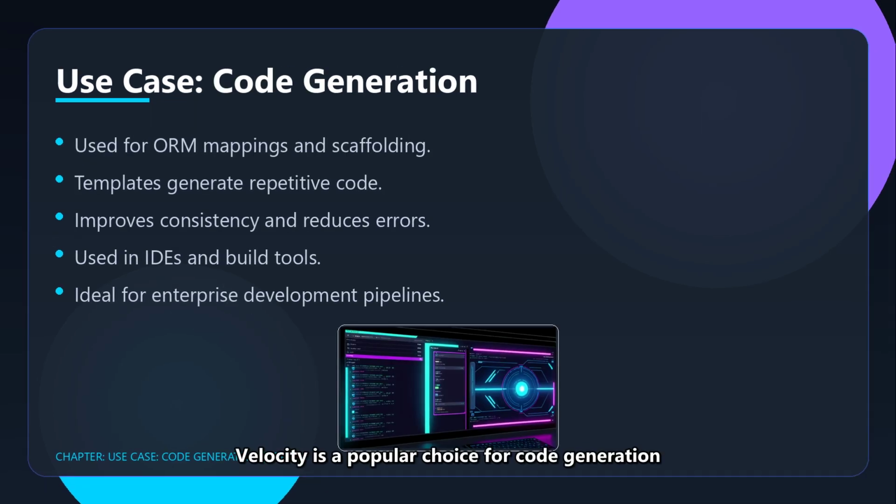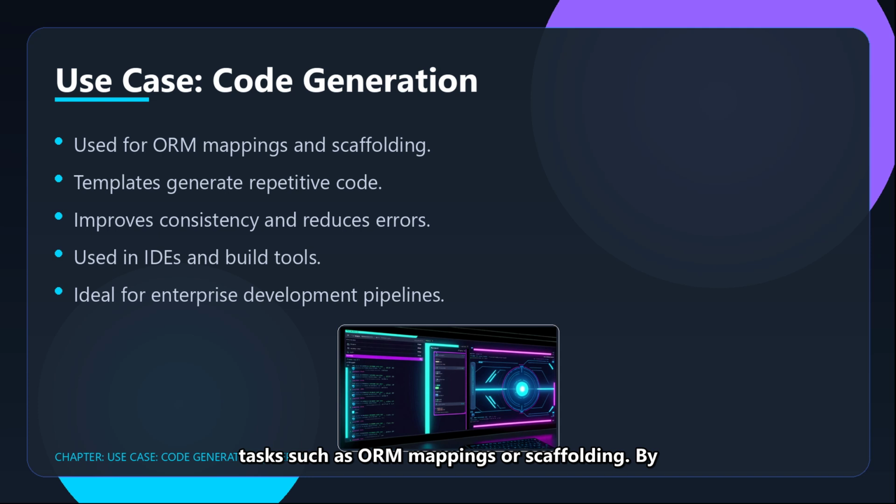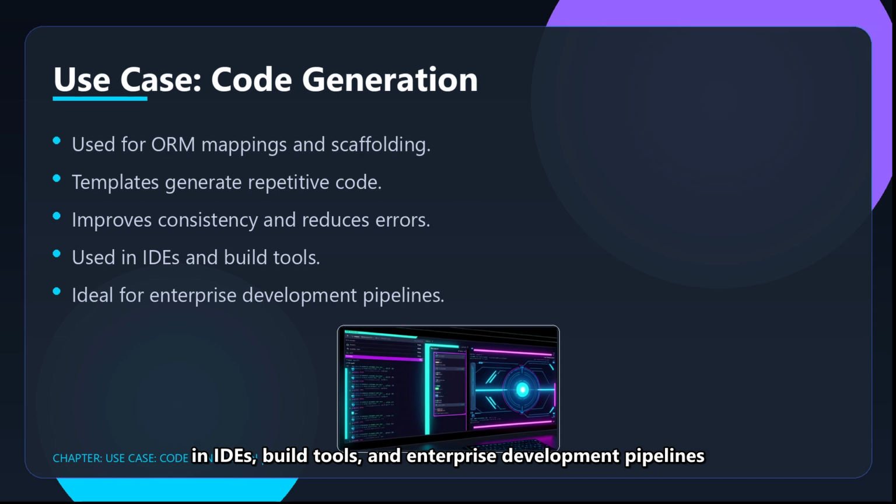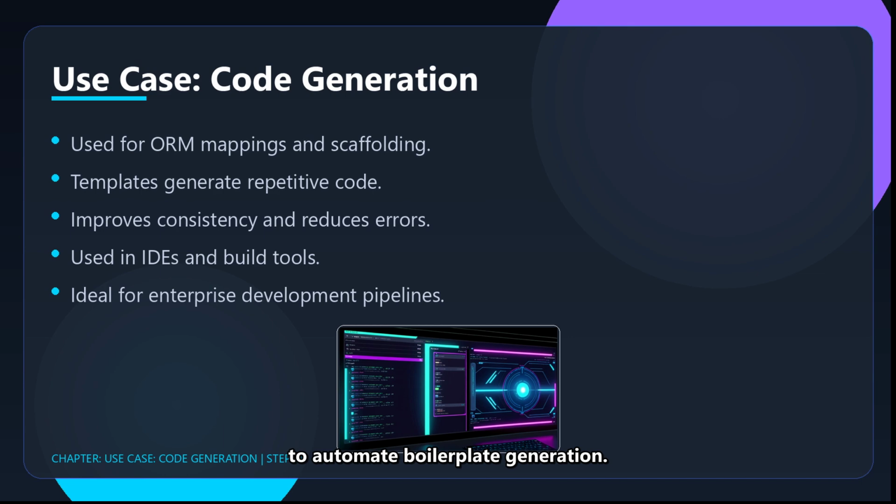Velocity is a popular choice for code generation tasks such as ORM mappings or scaffolding. By using templates, you can generate repetitive code with high consistency and fewer errors. It's commonly used in IDEs, build tools, and enterprise development pipelines to automate boilerplate generation.